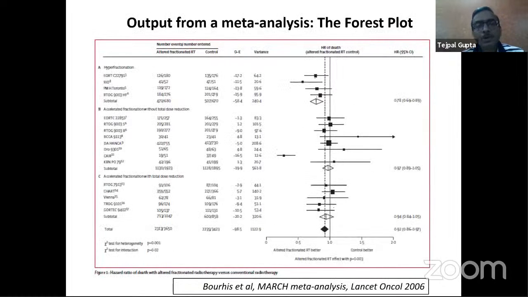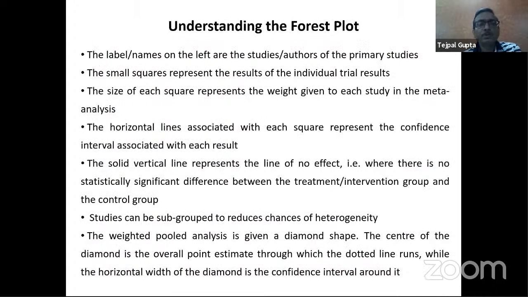Coming to the second part, which is looking at or interpreting the output from a meta-analysis, which is the forest plot, we chose the research question: does altered fractionation radiotherapy improve survival in patients with locoregionally advanced head and neck squamous cell carcinoma compared to conventional fractionation? So this meta-analysis tried to answer that question. This is the forest plot, and we will delve slightly deeper into it to understand.